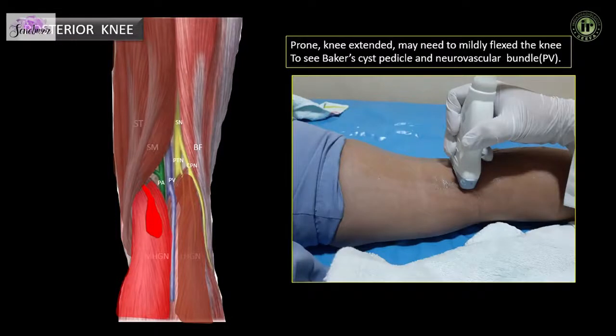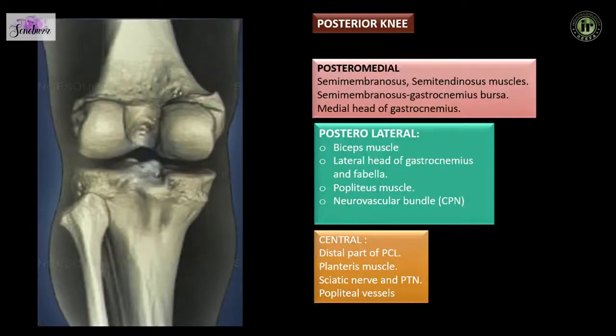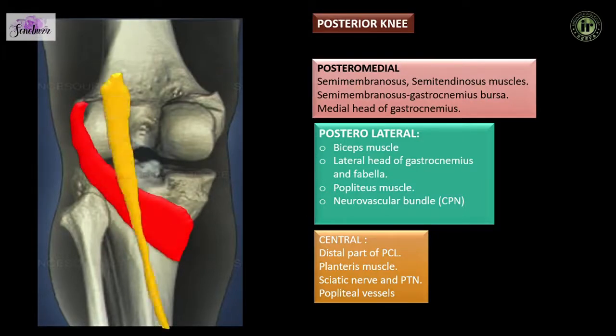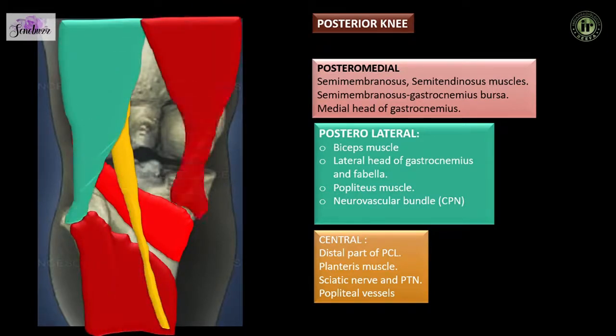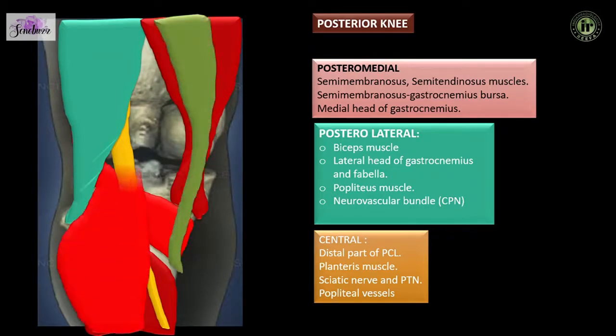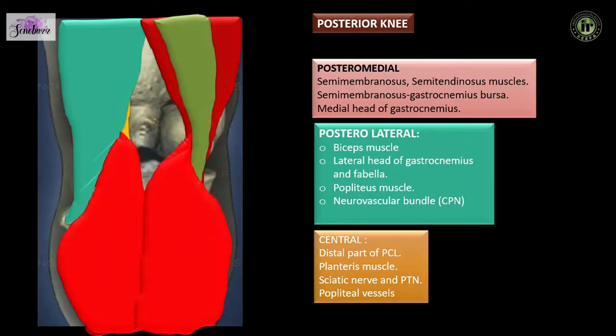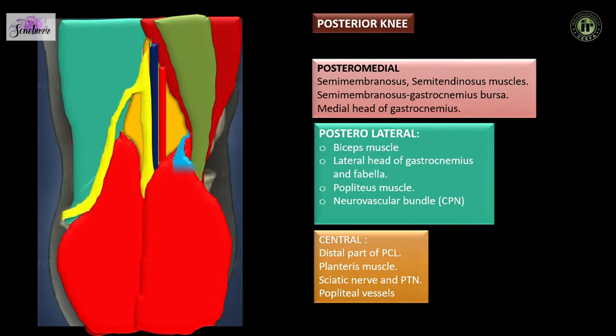For the posterior knee, the patient should lie prone, knee extended, and we start the examination from the lower thigh level. Finally, moving to the posterior knee, the important structures we are going to see are the popliteus muscle, plantaris muscle, soleus, biceps femoris, semimembranosus, semitendinosus, lateral and medial head of gastrocnemius, the popliteal fossa with the neurovascular bundle there, and of course the semimembranosus gastrocnemius bursa or the Baker's cyst.